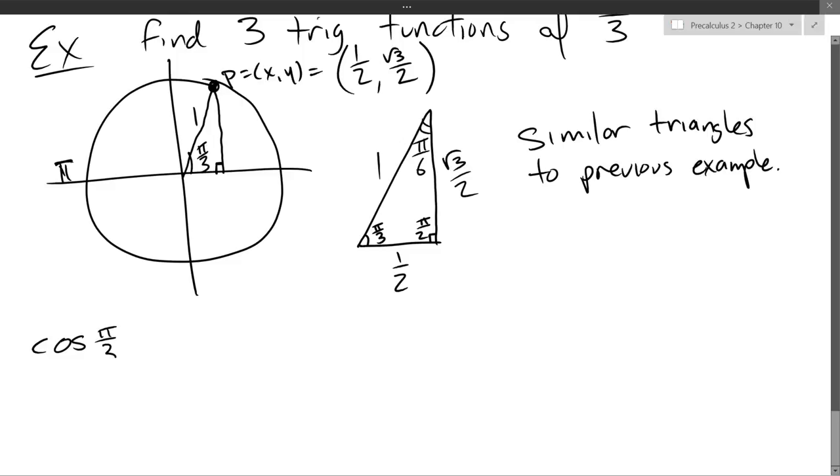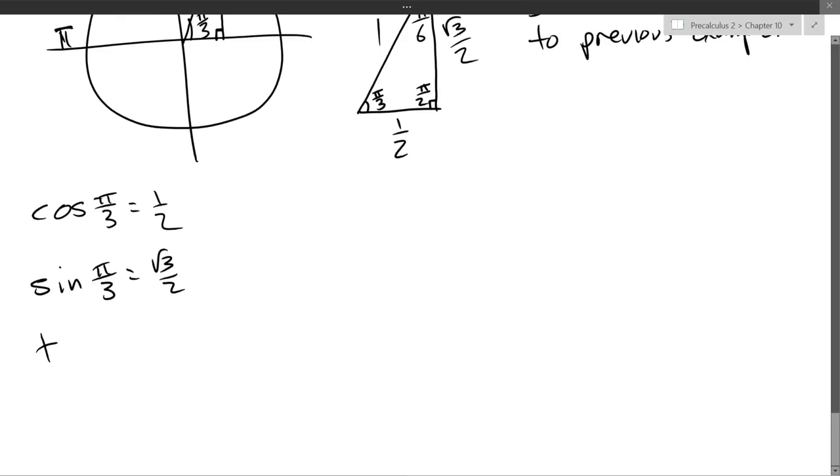Cos pi over 3 is 1/2. Sine pi over 3 is square root 3 over 2. And tangent pi over 3 is y over x. So we'll do the y over x reduction over here on the right, square root 3 over 2 over 1/2. Now, normally you multiply by the reciprocal.